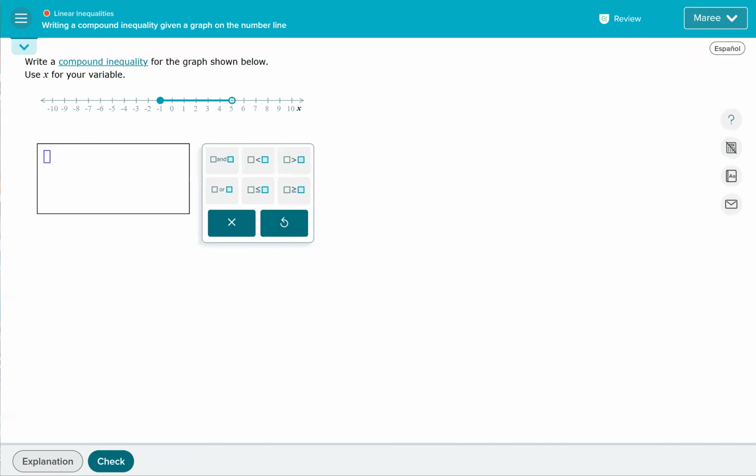This topic is called writing a compound inequality given a graph on the number line. So anytime you have a compound inequality, you're always going to want less than symbols on both sides. You're going to have something in the middle. That's not true. That's only if they look like this. So if you have a line in between two numbers, like this one, then you'll have less than symbols. You'll have the letter in the middle and the numbers on both sides.